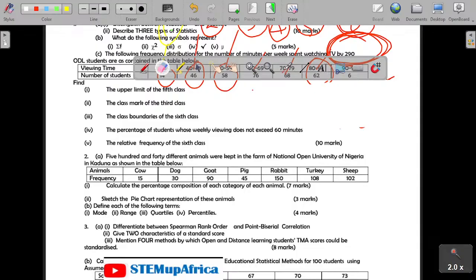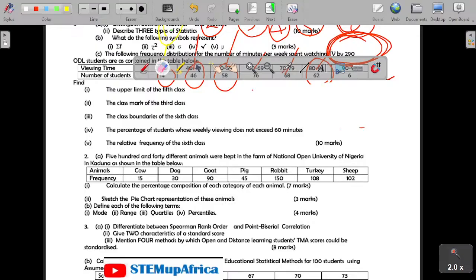Range is defined as the difference. The word difference means minus. As the difference between the highest number and the lowest number. That's how you define a range.